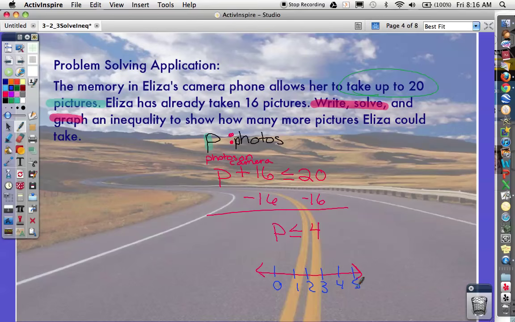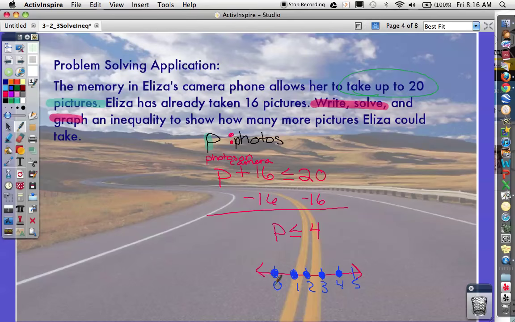She can take 4 pictures and still have enough room on her camera. She can take 3 pictures and still have enough room on her camera. She can take 2, she can take 1, or she can take 0 additional pictures. So there's your solution range.